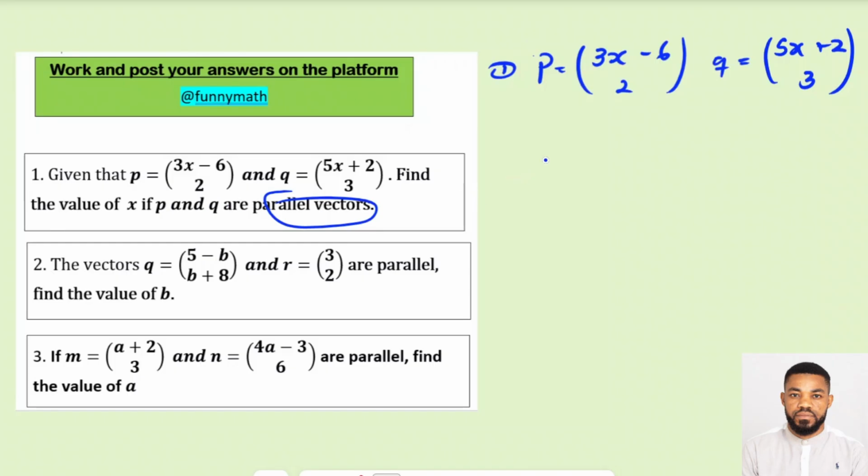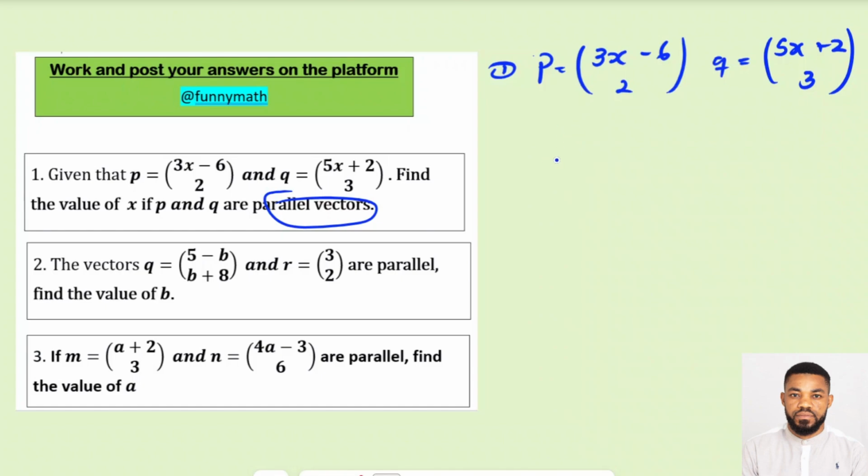So the moment you know that they are paravectors, then the ratio of their corresponding components are equal or they are the same. This is the keyword, or this is the condition that we are going to use. The ratio of their corresponding components are the same or they are equal. What do we mean by that?